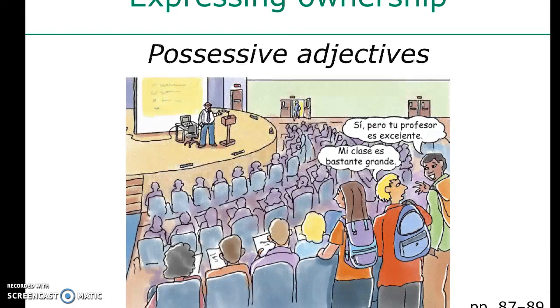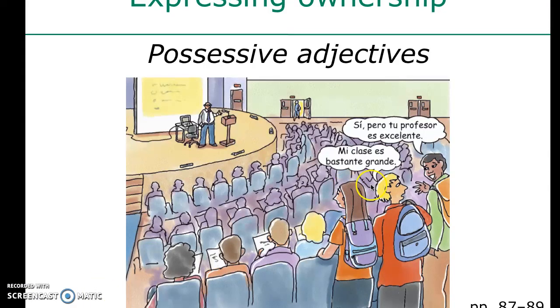Okay, clase. So in this video, we're going to talk about expressing ownership using possessive adjectives. And if you need to refer back to the book, that's going to be las páginas 87 hasta la página 89. So clase, the possessive adjectives in English translate to my, your, his, her, its, their, our.